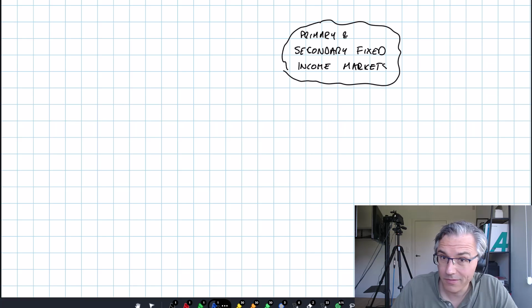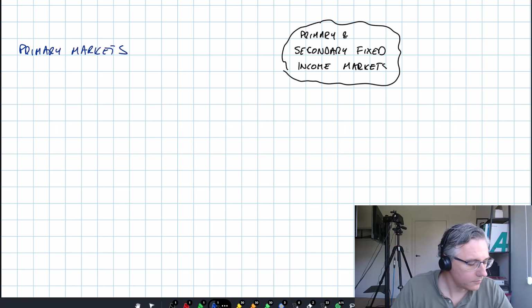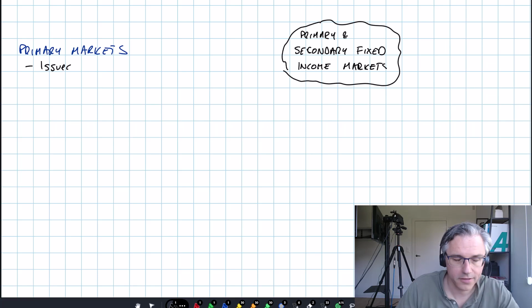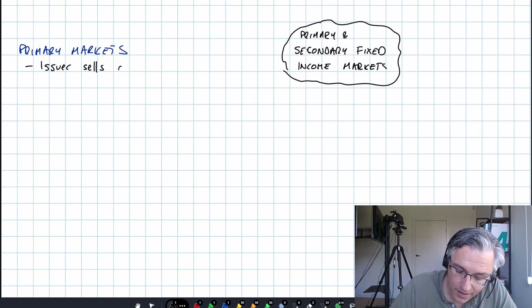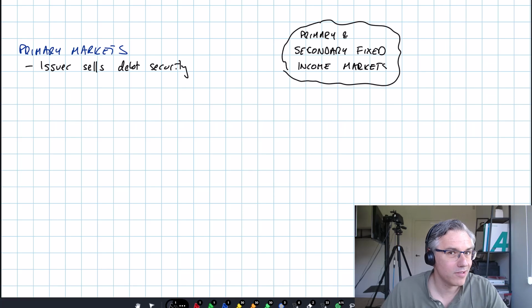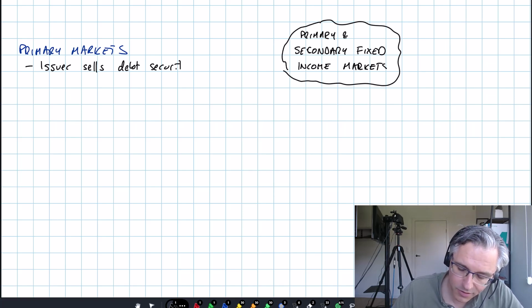Let's start off with the primary markets aspect over here, so I'm going to write that down, primary markets. Now in the case of debt securities, what's going to happen here is that the issuer, be that a company, a government, a municipality, basically sells debt securities, which we may very universally call bonds, although not every debt security is in fact a bond. The word bond is often reserved to denote really long-term securities. The issuer sells debt securities to investors.